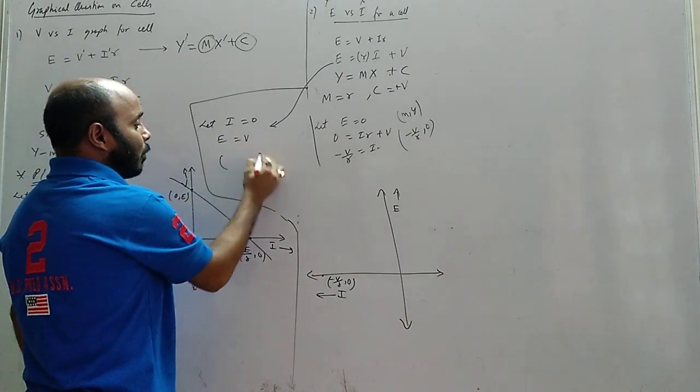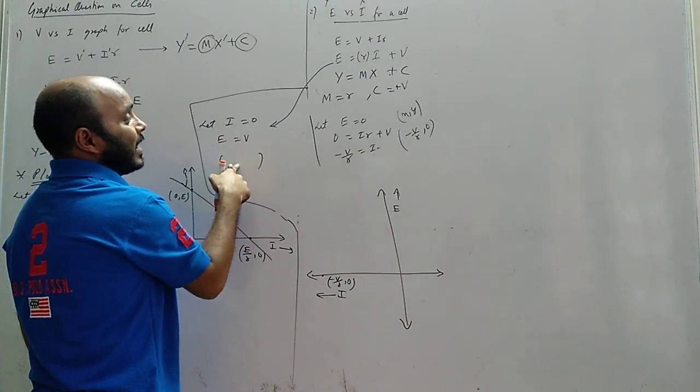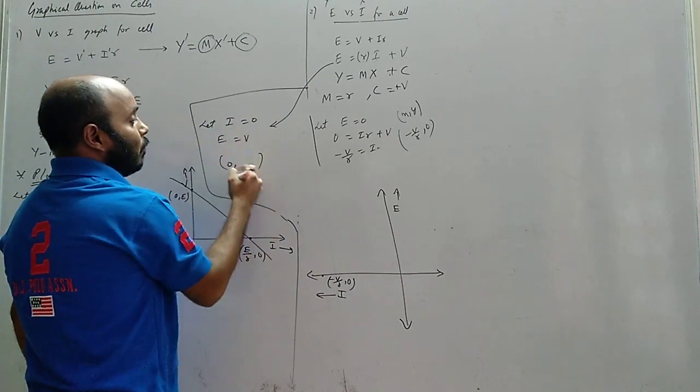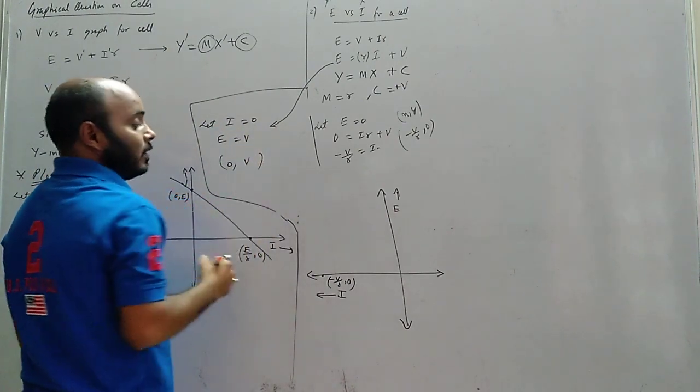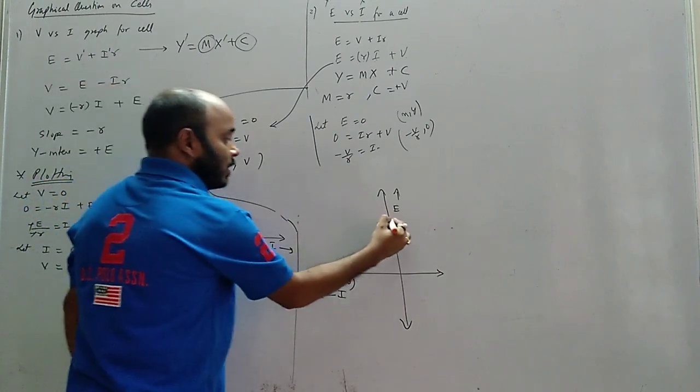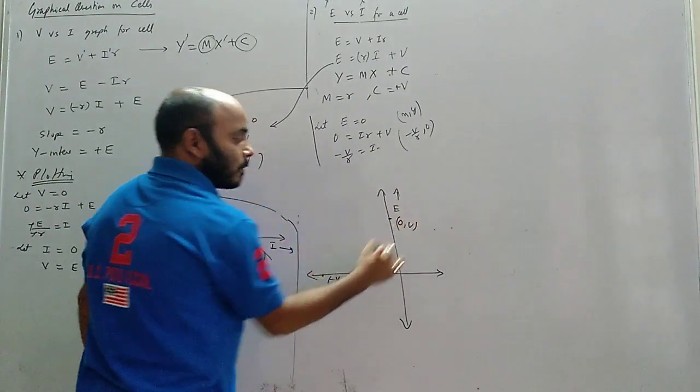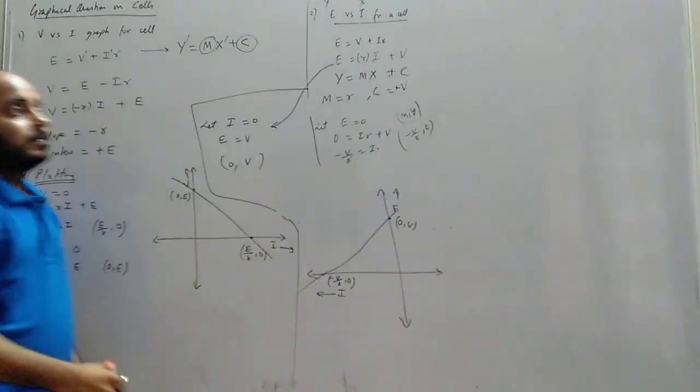So how to write a point x comma y? What is x? I value 0. What is y? E value V. Okay. That is 0 comma V. And 0 comma V will be somewhere. So this is the line.